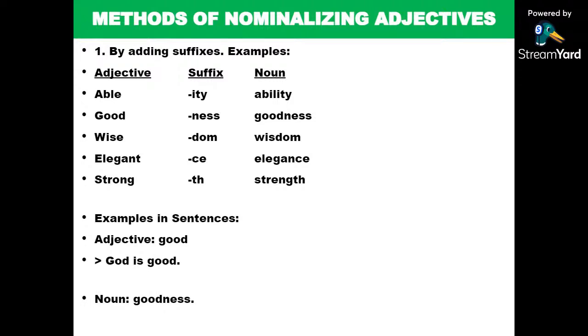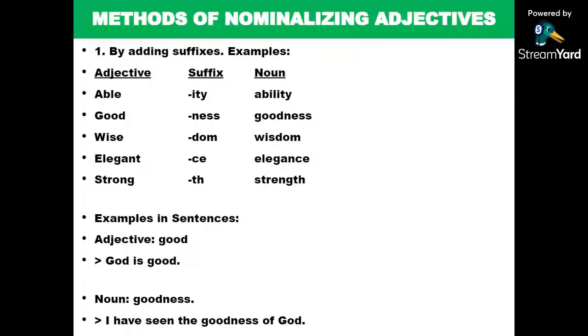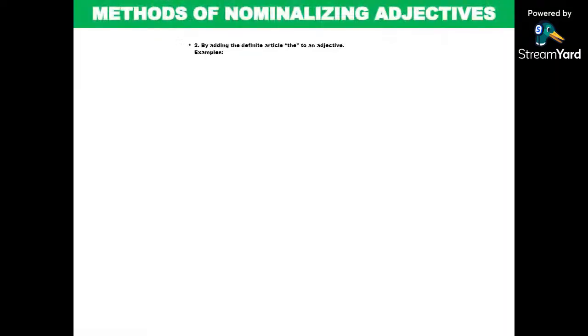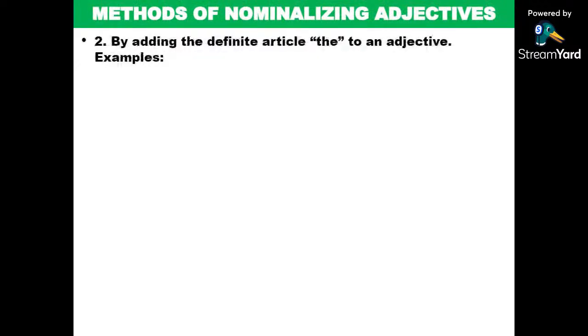We have already seen that once we add -ness, we change that to a nominalization called goodness. For example, I have seen the goodness of God. Now let's look at the second method of nominalizing adjectives, and that is by adding the definite article the to an adjective. And let's look at another table here.